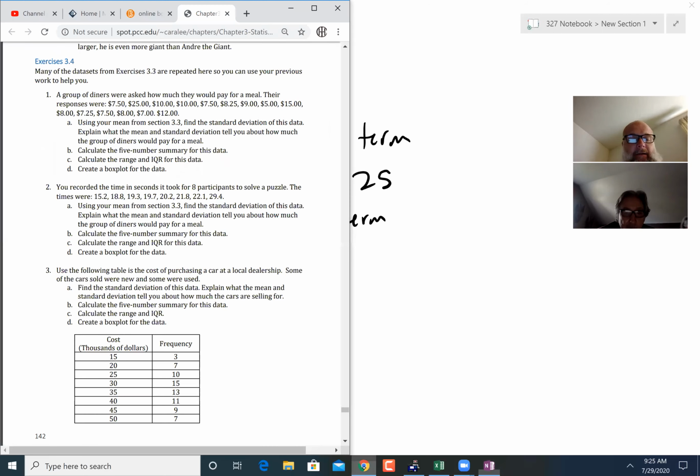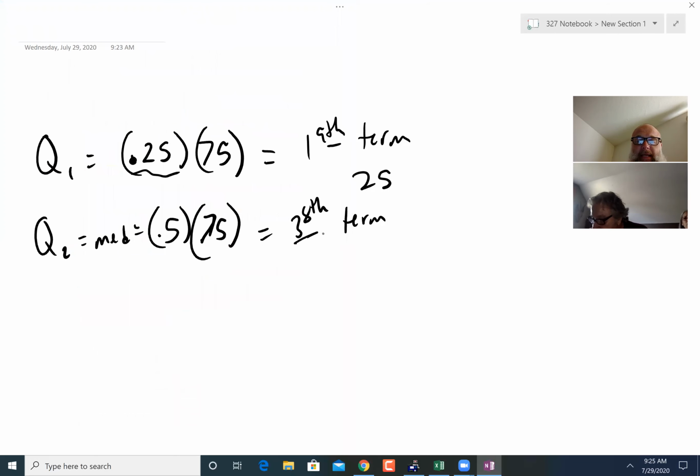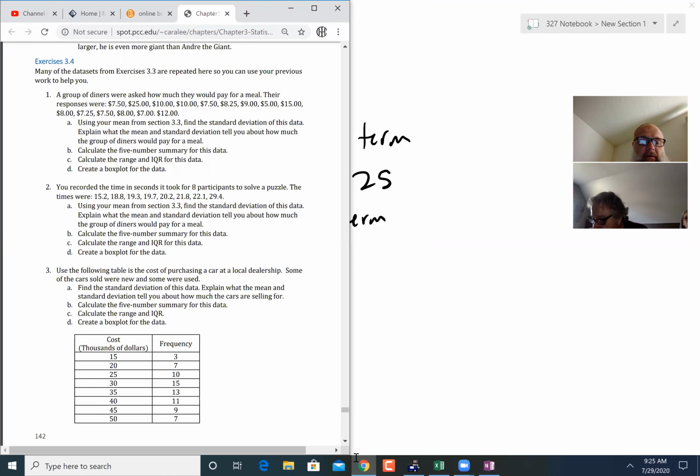And so if you look in the data over here, 3 plus 7 is 10, then 10 more is 20, and 15 more puts you at 35, and I'm looking for 38. So that puts me into the 35 column. So 35 is my median. That's your half. That makes sense? 3 plus 7 plus and so on. So 35 is my median.